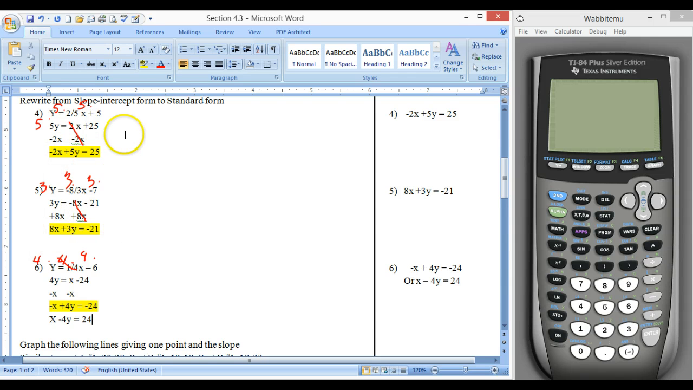You can't have fractions, so you can't just subtract the 2/5 x to the left side and leave it as 2/5 x on number 4. So make sure you get rid of the fractions.